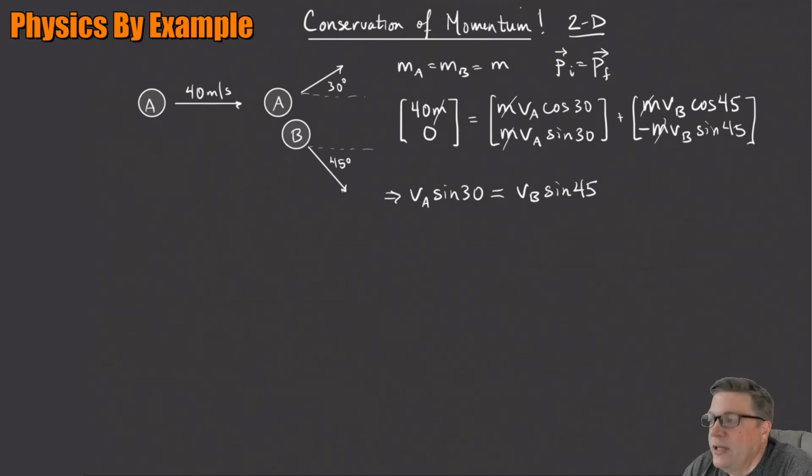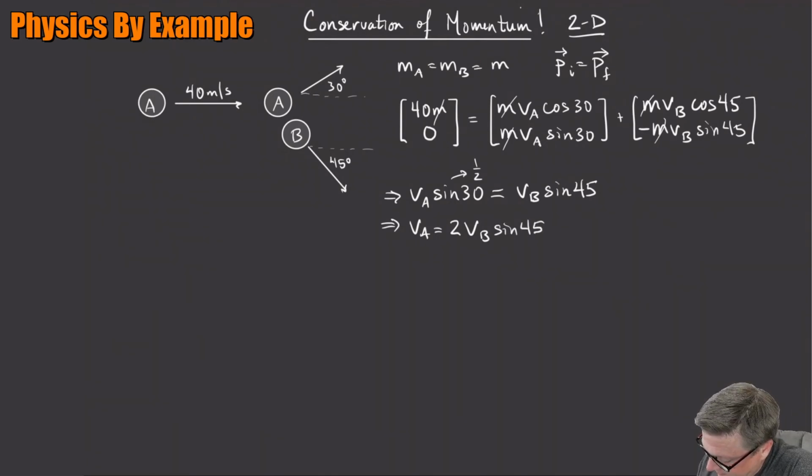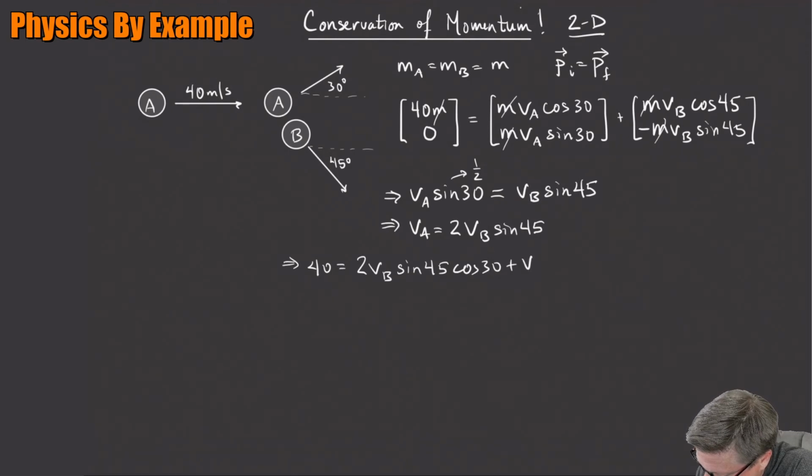So what is sine 30? Sine of 30 is just a half. So this tells me that v_A is just 2 v_B sine 45. Well, I can stick that in the top equation, the equation for the x's. So this is going to tell me that 40 is going to be 2 v_B sine 45 cosine 30 plus, second part, v_B cosine 45.